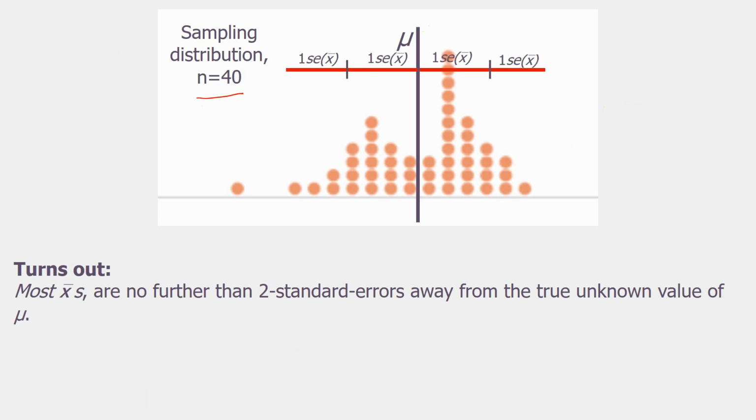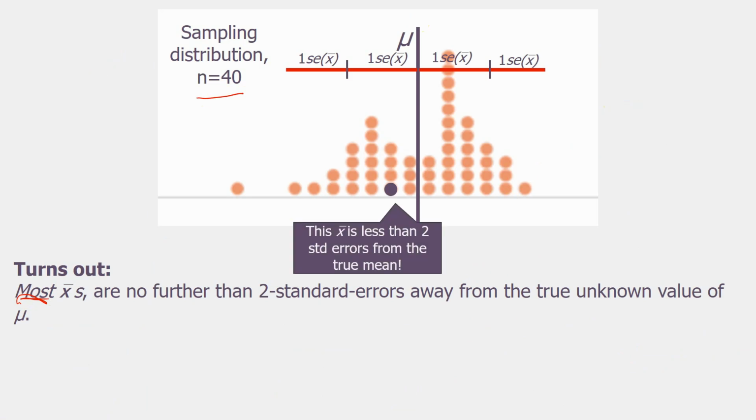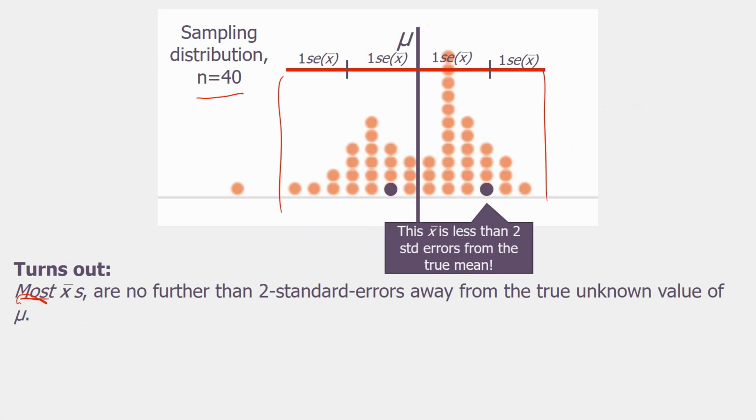From that sampling distribution, if we take the mean of that, which is the parameter, and we go 1 standard error out either side and then 2 standard errors out either side, most of our sample means, most of those orange dots should fall in that range. So there's one, that's a sample mean, and look, it's less than 2 standard errors from the true mean. It falls sort of in this range. This one here, same thing. Oh my gosh, it's a sample mean, it's less than 2 standard errors from the true mean.